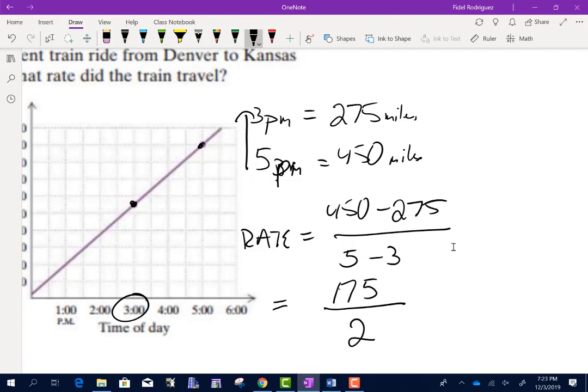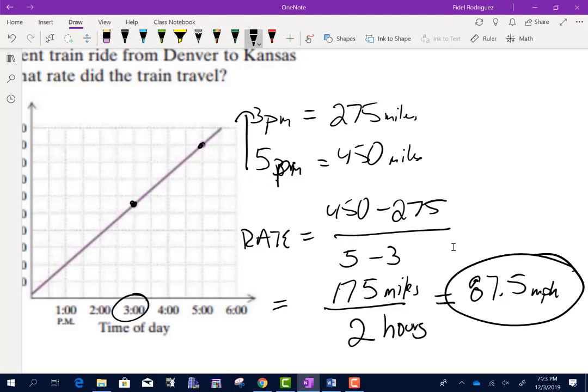175. Okay, so that's 175. Everyone agree that's miles? And isn't this hours, because those are times. So anybody know what's 175 divided by 2? It's going to be a decimal. So guys, what that's telling us, the speed of the train, 87.5 miles per hour, right? Because we know at 3 o'clock they were at 275 miles. At 5 o'clock they were at 450 miles. So in that time frame, they were going on average 87.5 miles an hour, right?